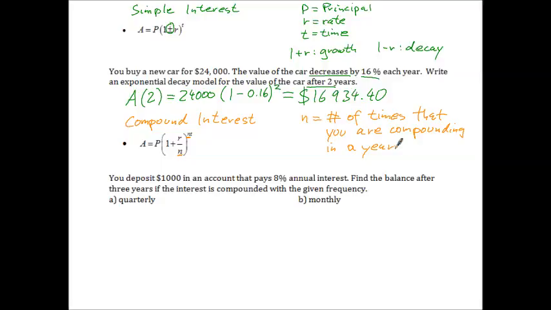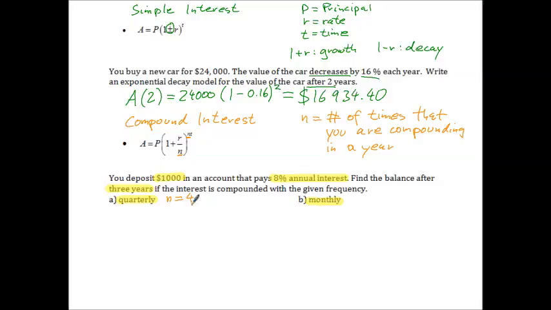Okay, and here goes our example. You deposit $1,000 in an account that pays 8% annual interest, so per year. Find the balance after 3 years if the interest is compounded with the given frequency. We have two different ways here. We have quarterly compounding and monthly. So for our quarterly compounding, n is equal to 4. We do that 4 times a year. We do it every quarter.